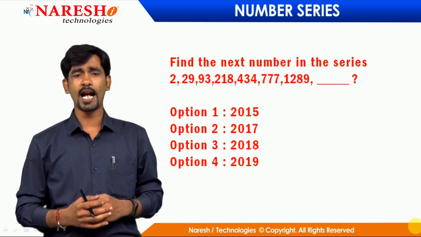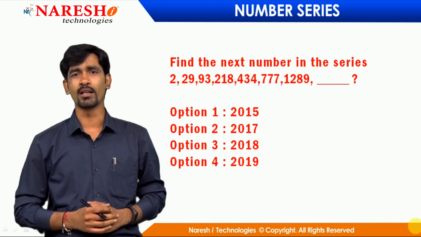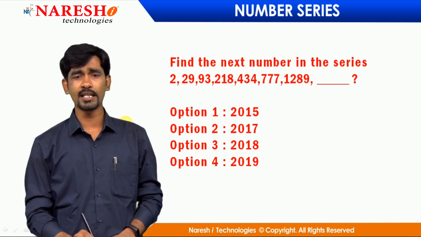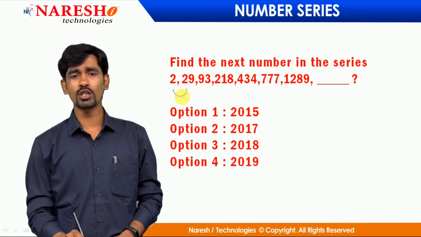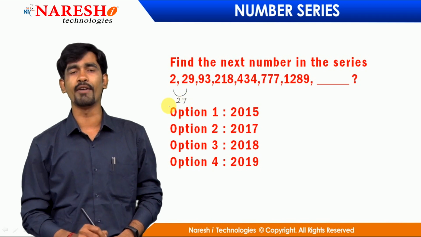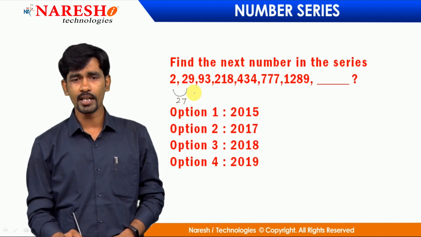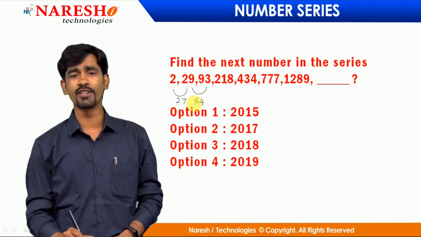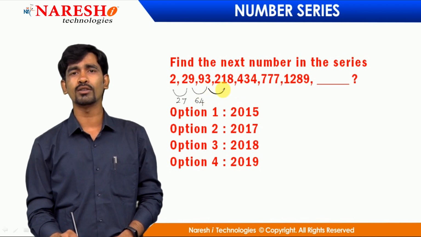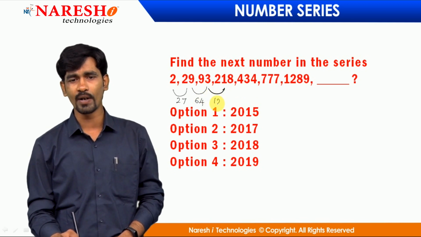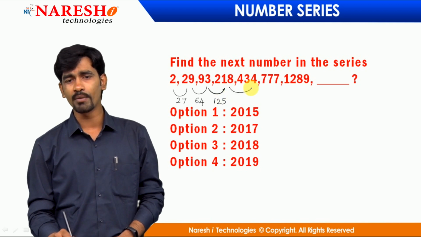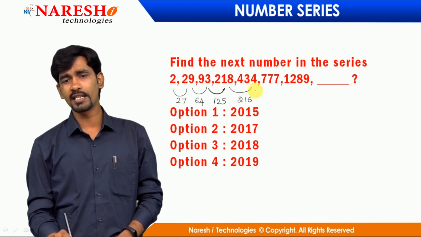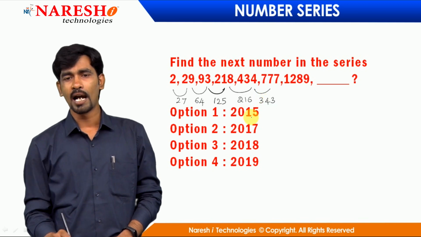So, first I am trying to observe the level of differences here. If you observe the given numbers, it starts with 2, and 2 becomes 29. That means the difference is 27, and 29 goes to 93. That means the difference is going to be 64 here. 29 plus 64 is 93. So, 93 to 218, the difference is going to be 125 here, and the next difference is going to be 216, and the next difference is going to be 343.